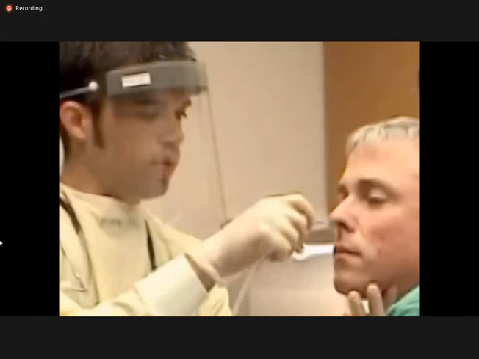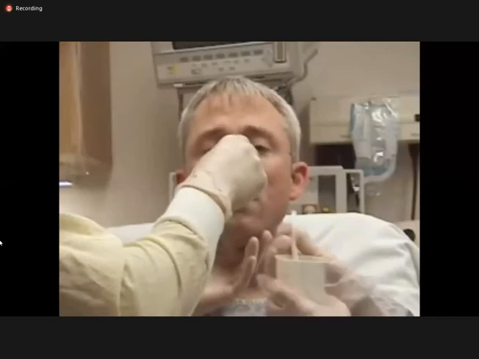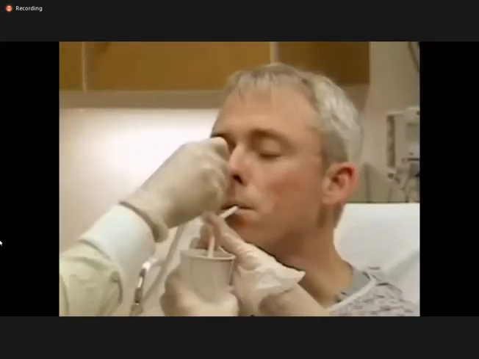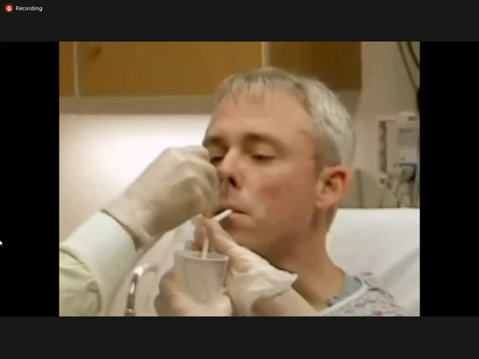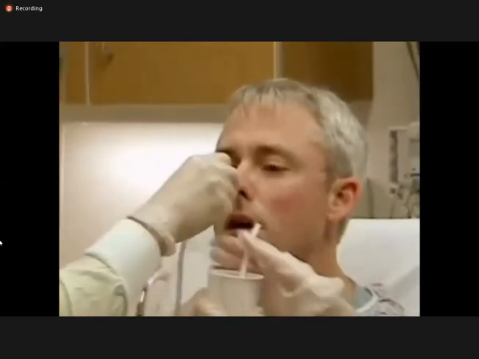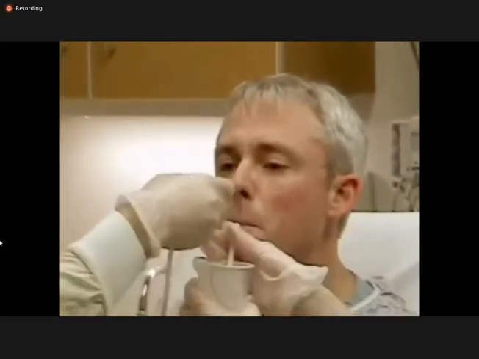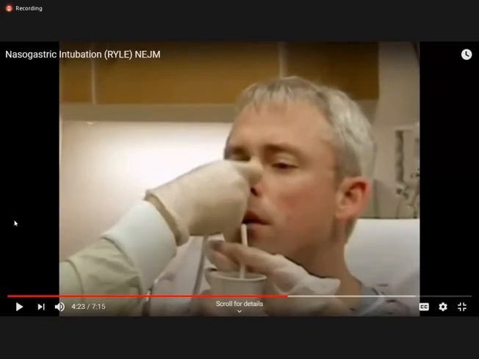Continue to pass the tube posteriorly. The patient may gag once the tube reaches the larynx. Temporarily halt the advancement of the tube and ask the patient to begin swallowing sips of water through a straw. Coordinating advancement of the tube with the swallowing mechanism facilitates passage of the NG tube.